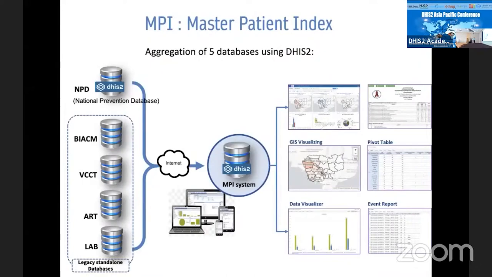This is an introduction to what we have been doing for our project. We have a master patient index. At NCHAP Cambodia, we currently have 5 separate databases. We have the NPD, a national prevention database. This one is exceptional, since it is already implementing the same DHIS2 version, so it is not a problem. We have another 4 separate databases that are legacy and offline databases: BISM, BCT, AOT, and LAB. We aggregate all the databases together into the MPI, so DHIS2 covers all this project to identify the index of a person.